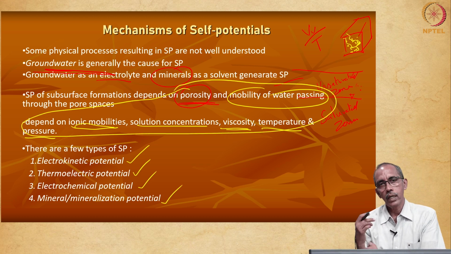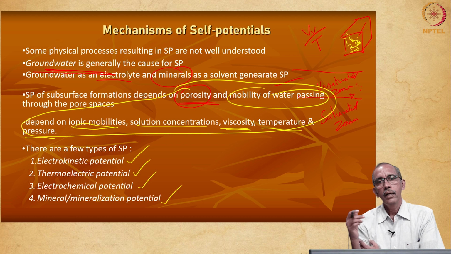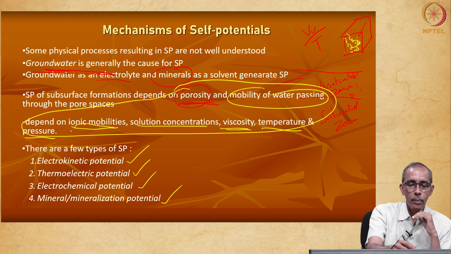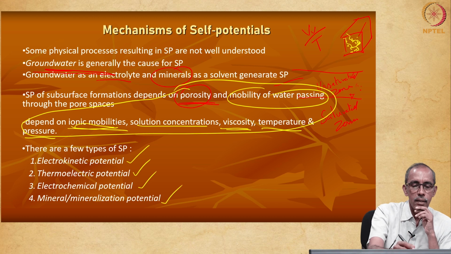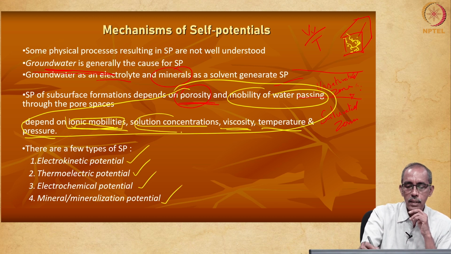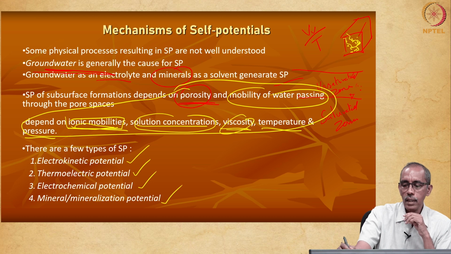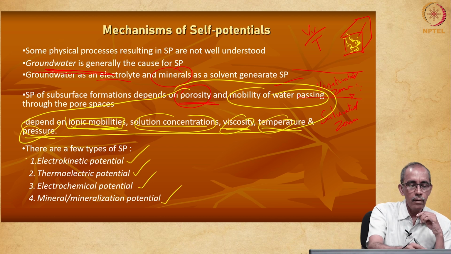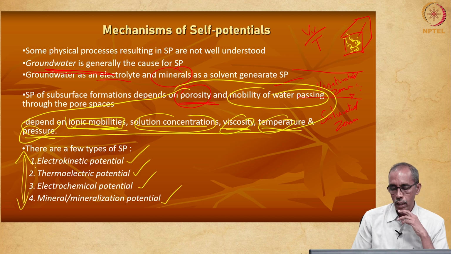That is, one is porosity and within the pores, how water is moving. If you want to deep dive, the major reasons for the cell potential are mobility of ions, changes in the concentration, viscosity, temperature and pressure. Accordingly, we have seen 4 types of cell potential.